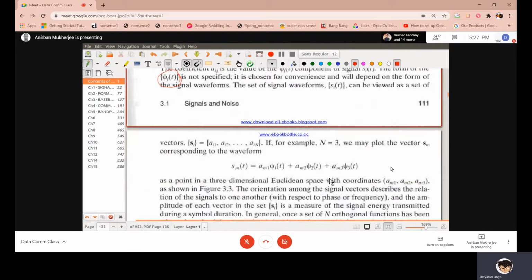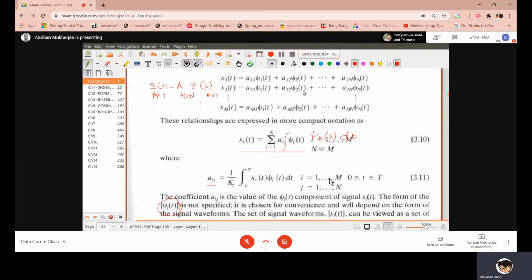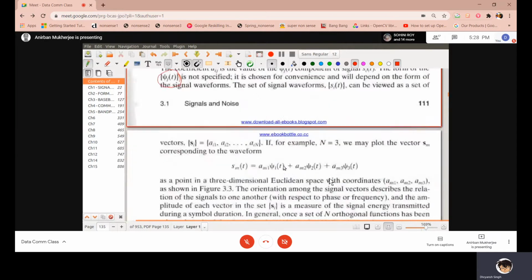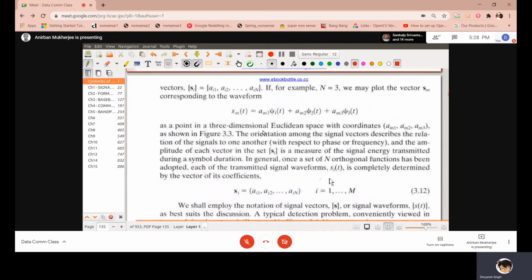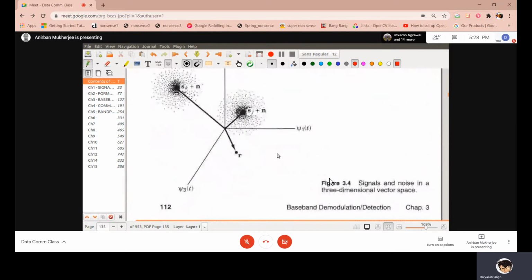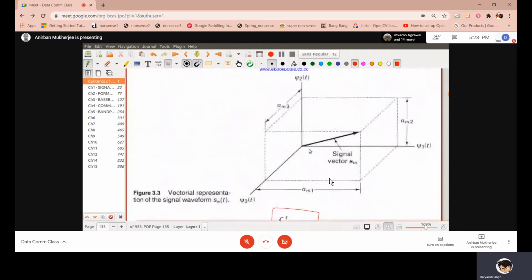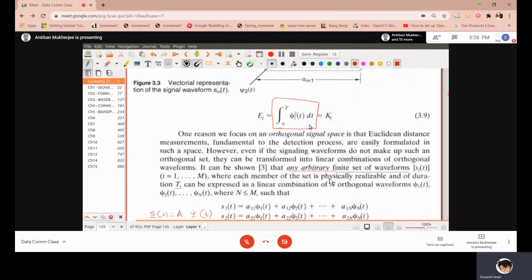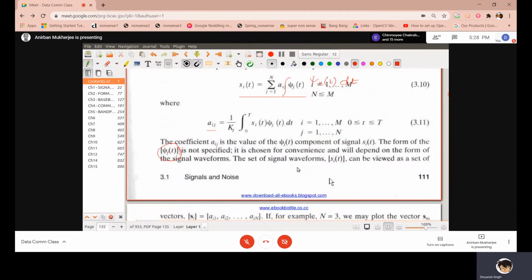Okay. So that we say, for example, N equal to 3, and you may plot Sm. That means Smt is A1 psi1t, A2 psi2t, A3 psi3t, and A1, A2 we can define from this equation. Now I can say in figure 3.3, along psi 1 it is A1, along psi 2 this component is A2, and along psi 3 this component is A3, something like this. Okay, so that we are defining here.